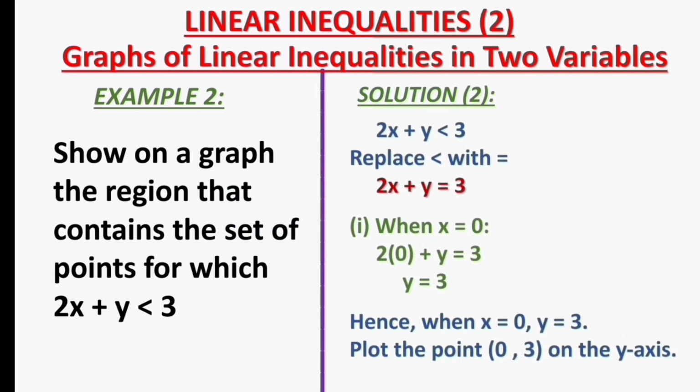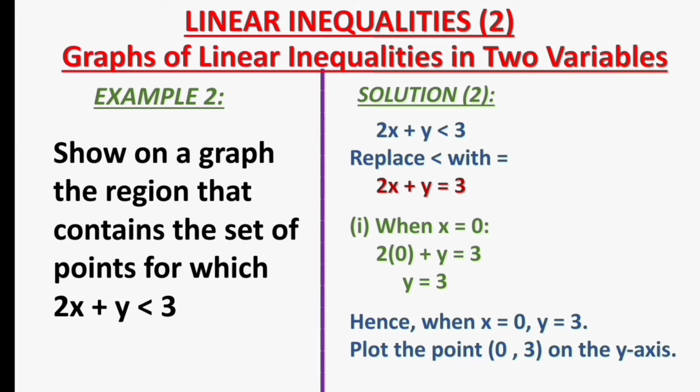From the solution, the inequality is 2x plus y is less than 3. Now we are going to replace the inequality symbol less than with the equality symbol, so that we will have 2x plus y is equal to 3. Hence, the linear inequality has been changed to a linear equation. Next, we are going to draw the graph of the linear equation 2x plus y is equal to 3.